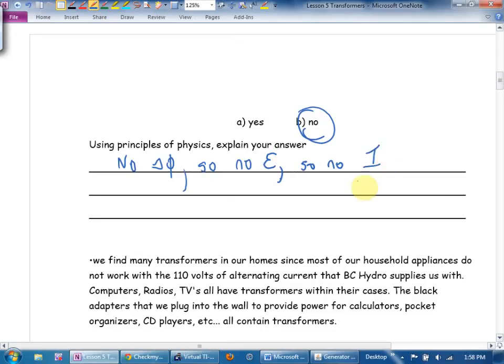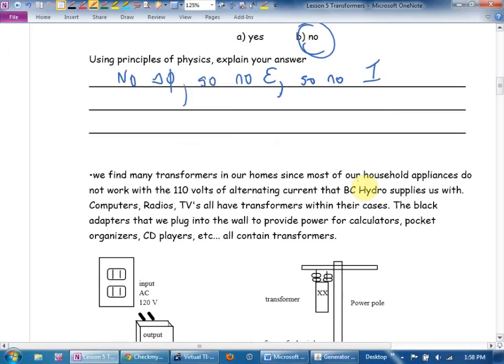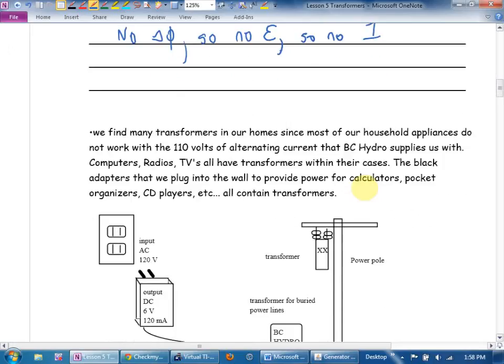We find many transformers in our homes, since most of our household appliances don't work with 120 volts. Show you a transformer. Think about all your electronic devices that have one of these somewhere either in the cord or in the plug itself. The big, thick, huge square plugs, those have built-in transformers.